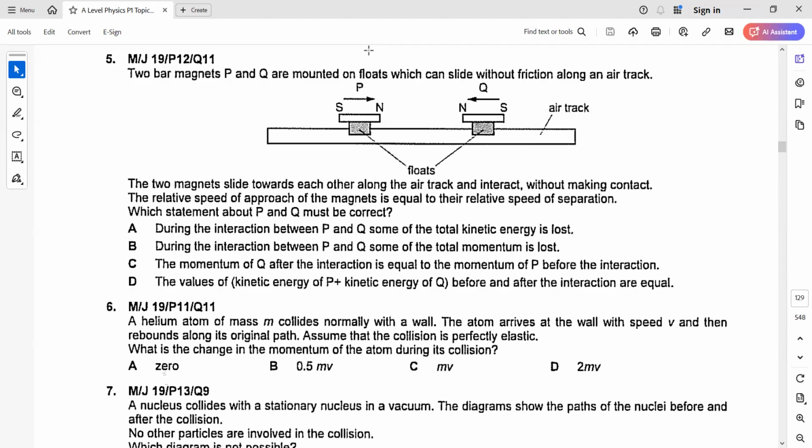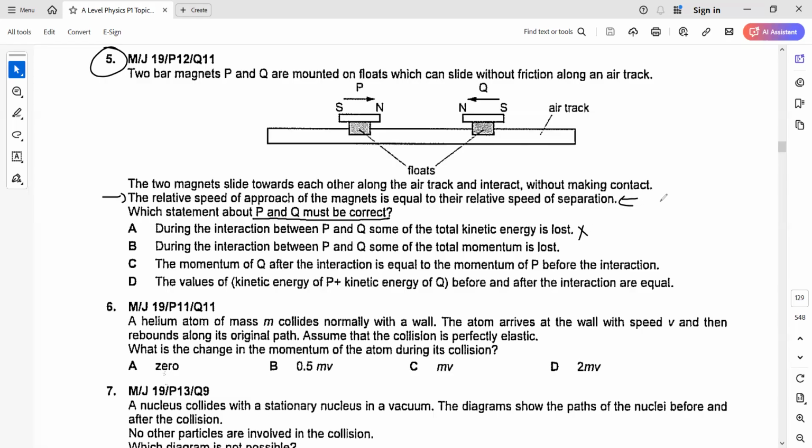So question number 5, I think you must have read this question. It says, what statement about P and Q must be correct? Okay, they have to be correct. So it says, during the interaction between P and Q, some of the total kinetic energy is lost. Well, if that's the condition, relative speed of approach is equal to the relative speed of separation. So that's not possible at all.